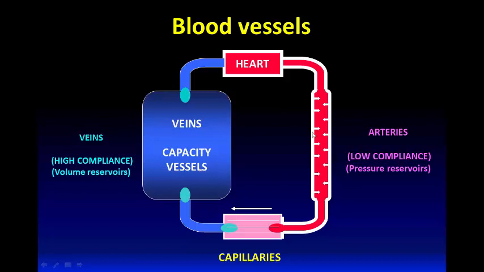The arteries have thicker walls than veins of the corresponding size, but they have lower compliance than the veins. The walls of the veins are highly distensible, and because of that, the veins have high compliance. They can accommodate a large volume of blood, so they function as volume reservoirs. In fact, approximately 2/3 of the blood volume is present in the veins.